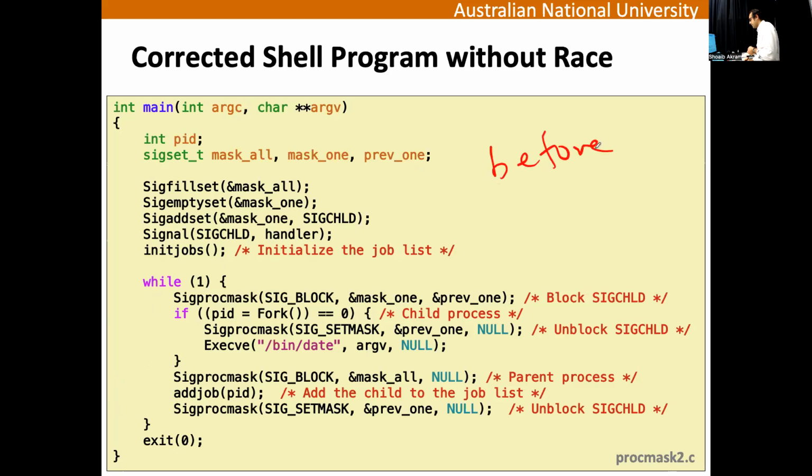Before forking. So I want to block SIGCHLD before forking.